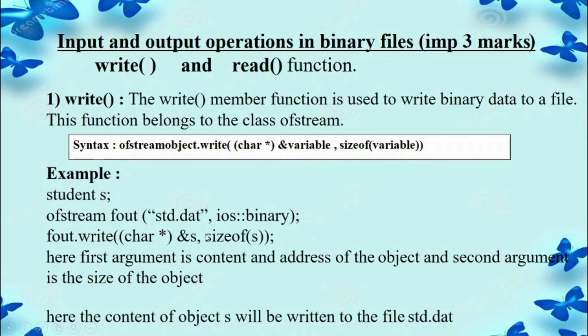So here the first argument is the content and the address of the object s, and the second argument sizeof s is the size of the object s. So using this format, the content of object s will be written to the file std.dat. So the details of object s can be written in binary format to this file.